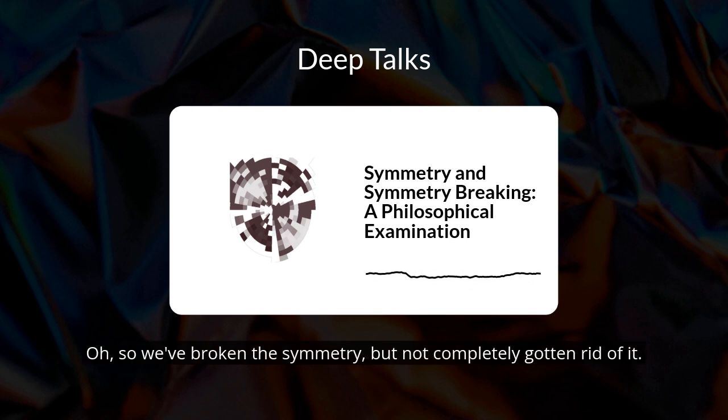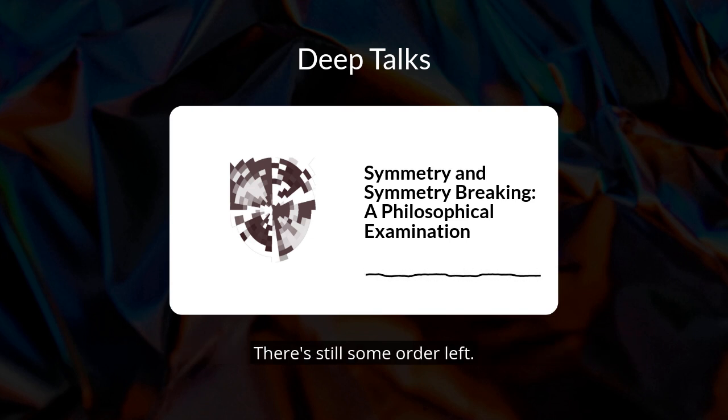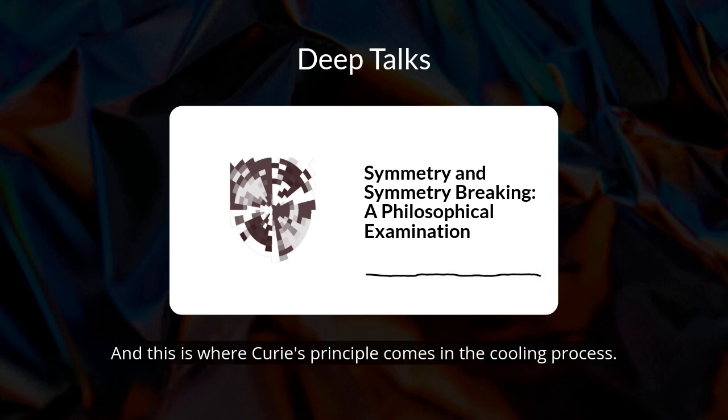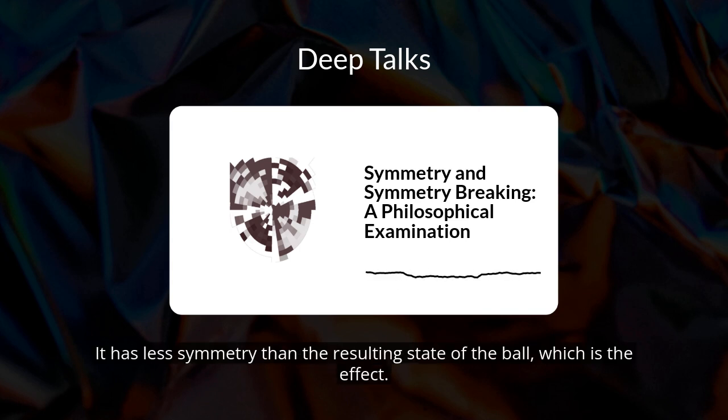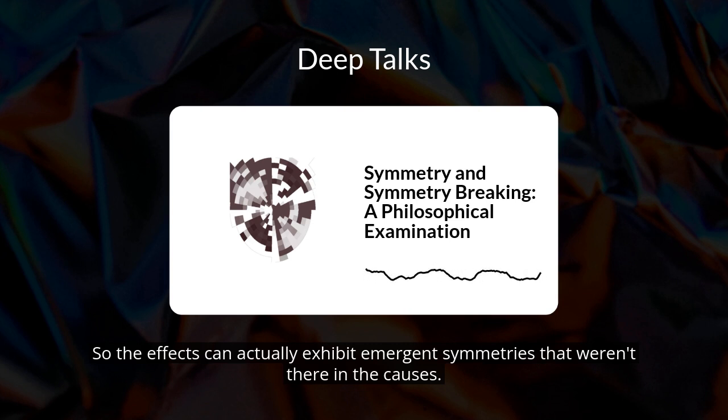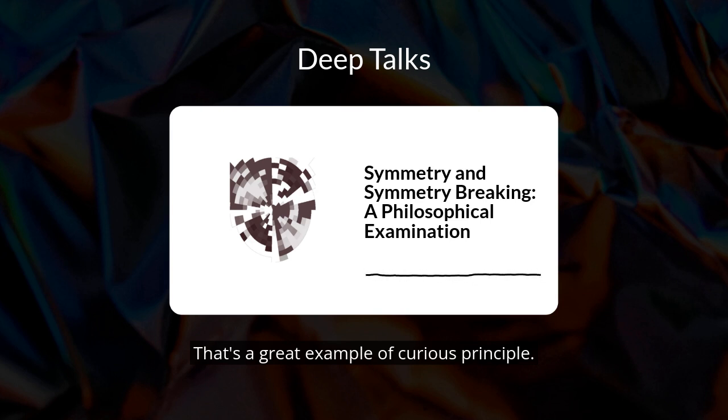Oh, so we've broken the symmetry, but not completely gotten rid of it. There's still some order left. Exactly. And this is where Curie's principle comes in. The cooling process, that's the cause, has less symmetry than the resulting state of the ball, which is the effect. Right. So the effects can actually exhibit emergent symmetries that weren't there in the causes. That's a great example of Curie's principle.